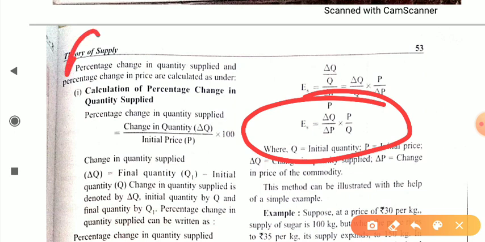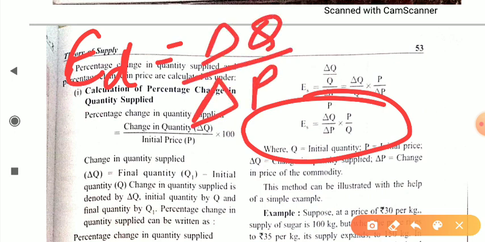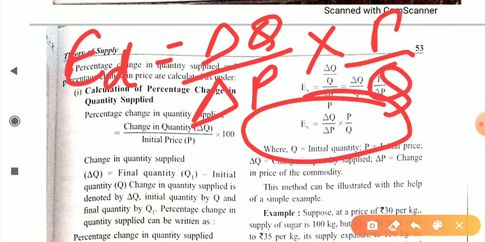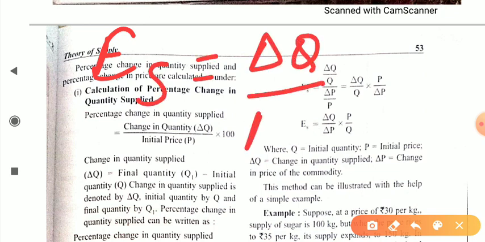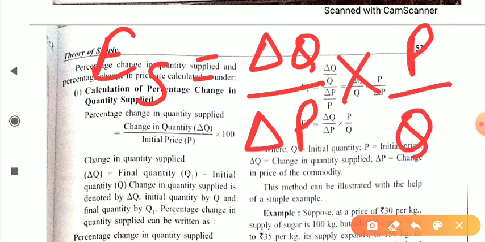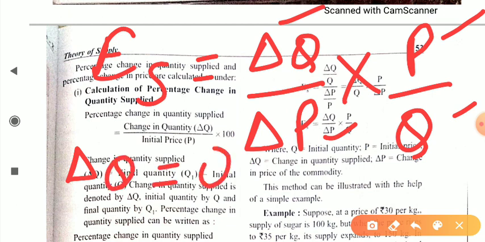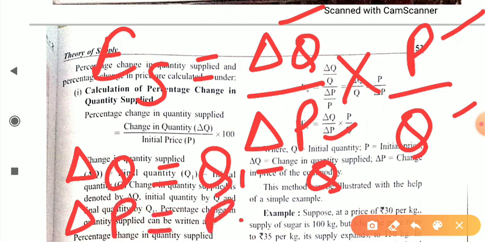In the case of demand, you already studied that elasticity of demand equals ΔQ upon ΔP into P upon Q. The same thing you find in the formula of elasticity of supply. Elasticity of supply equals ΔQ upon ΔP into P upon Q. P is the initial price, Q is the initial quantity, ΔQ is the change in quantity, ΔP is the change in price. ΔQ you can measure as Q1 minus Q, and ΔP equals P1 minus P. So you can note down these formulas, dear student.